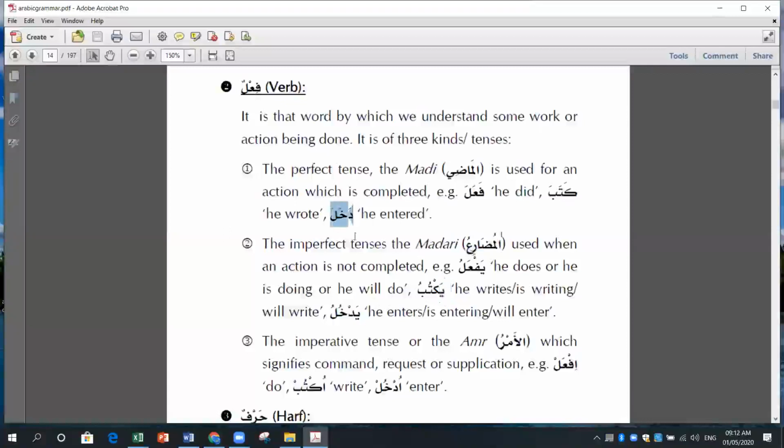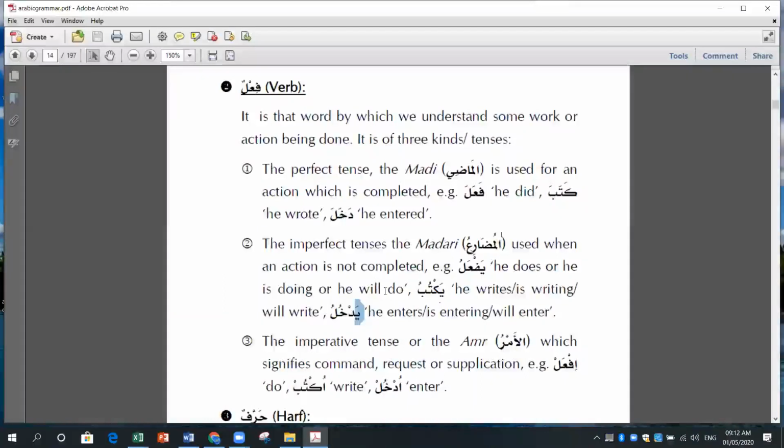What is the root word? Dal, kha, and lam. Now this is the same, but it is yadkhulu. This ya is extra, right? So this is not a part of the root word. So this is extra. It is added to make it mudare.